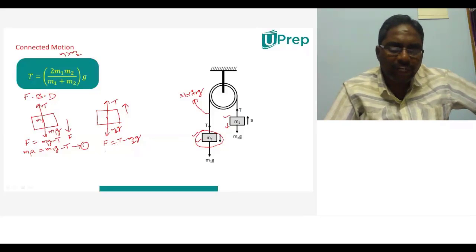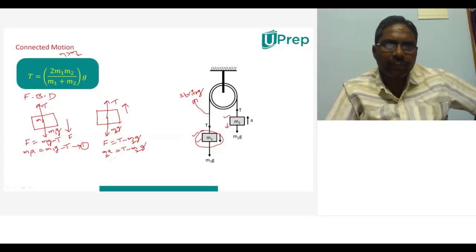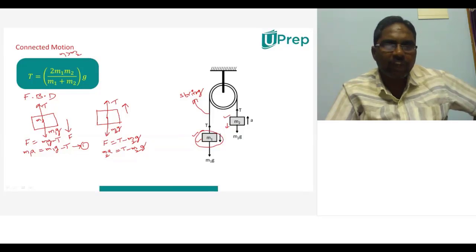Now how can I write an equation similar to equation number 1? I can write M2A is equal to T minus M2G. Can I write like this? Yes, sir. Why did I write M2A? Because the resultant force generally gives us MA according to Newton's second law of motion. That's why I wrote M2A is equal to T minus M2G, and I'm writing this as equation number 2.